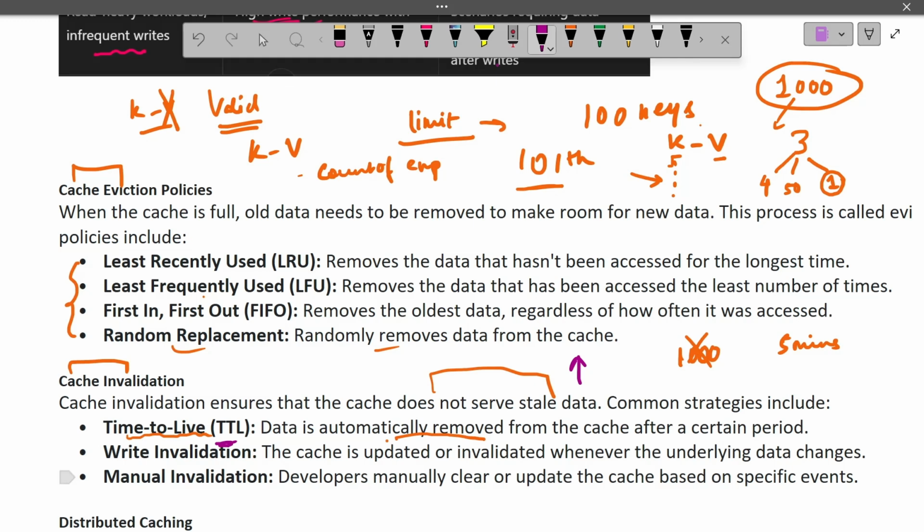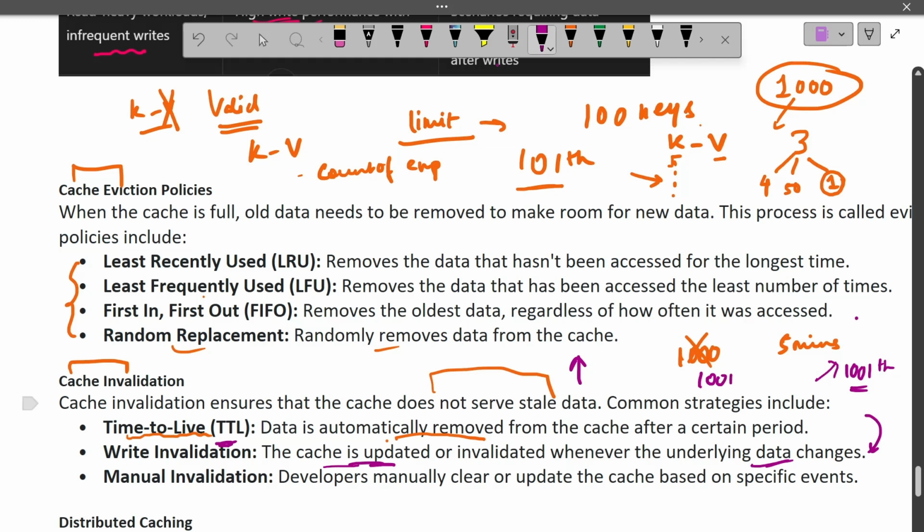Another is write invalidation, which means the cache will be updated whenever there is any change. So it's like an event-driven approach. Whenever I have a data change, let's say in my DB I had 1000 rows, the moment I have a 1001st row entry added to my DB, I'm going to update my cache. Simple. So it's like a push technique. Whenever some change in the DB is detected, an event is triggered and my cache's data will automatically get updated to 1001.